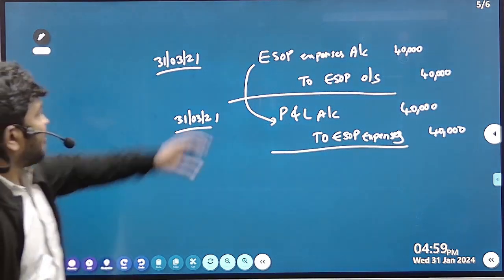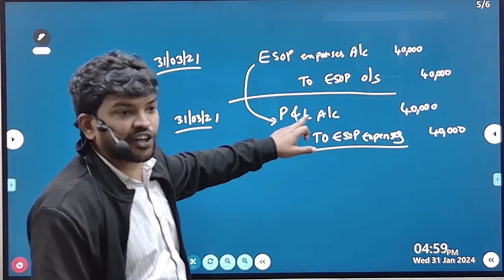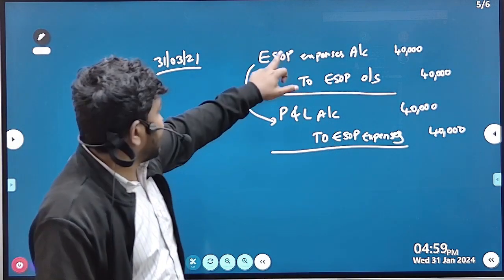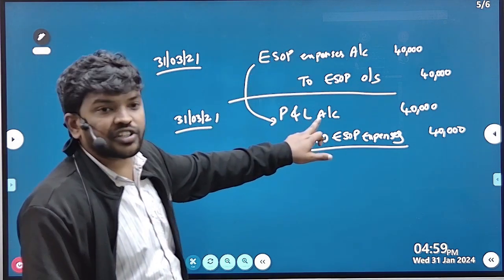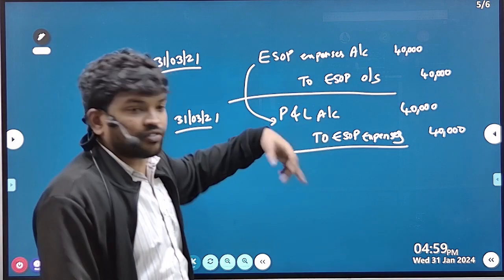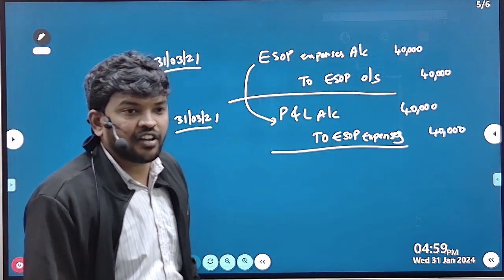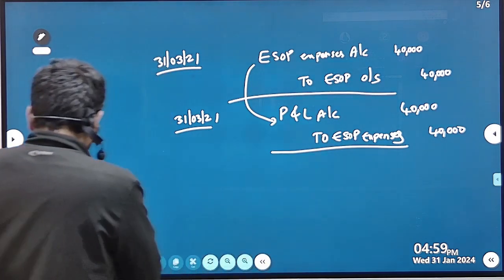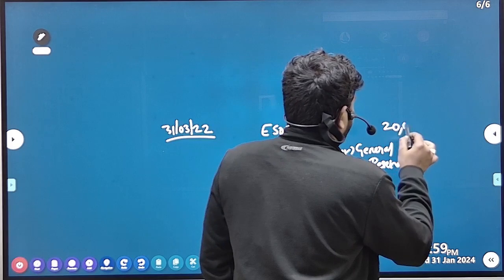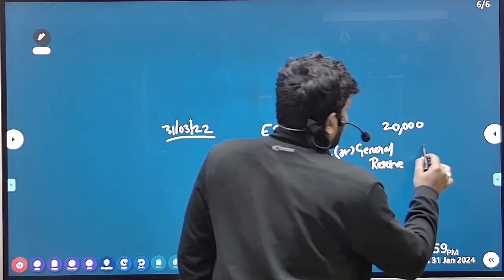Check here, when you are debiting ESOP expenses, this ESOP expense indirectly goes to which account? P&L account. Kashyap, look here. ESOP expense debit कर रहा है, indirectly going to which account? P&L account. So now you have to reverse. Earlier P&L debited, now P&L credit. For how much amount? 20,000. This 20,000. This is ESOP outstanding account, 20,000.